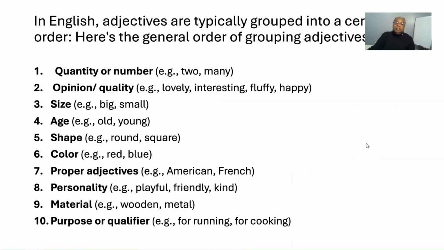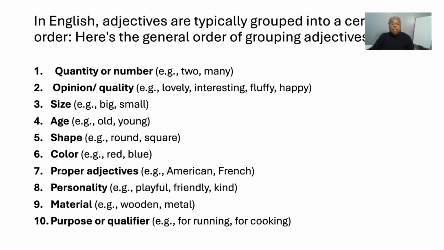In English, adjectives are typically grouped into a certain order. Here's the general order of grouping adjectives. Number 1, you can talk about the quantity or number. Number 2, you can talk about the opinion or quality. Number 3, you can talk about the size. Number 4, the age. Number 5, the shape. When you're talking about the shape, it's not so much important as talking about the quality of the subject.